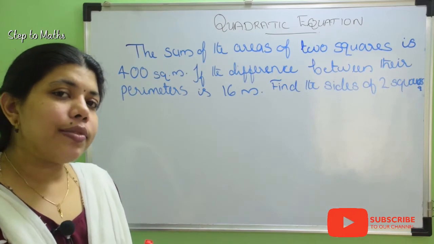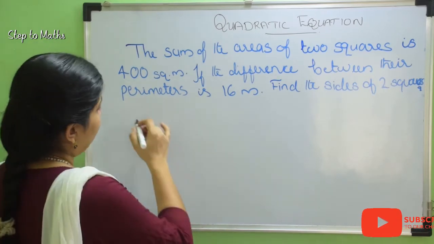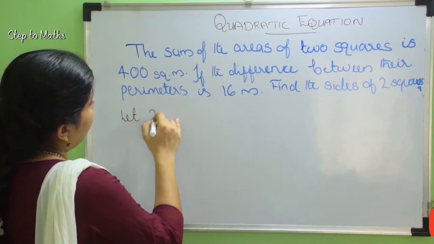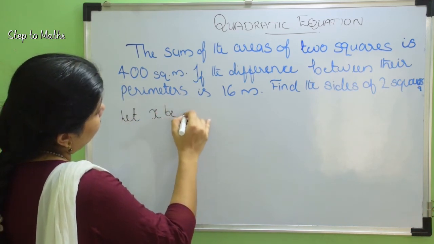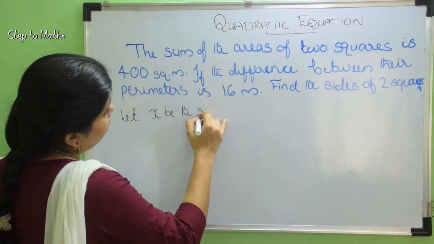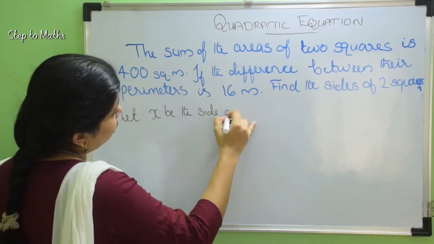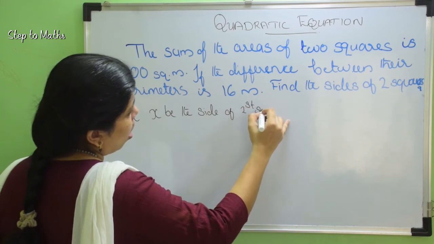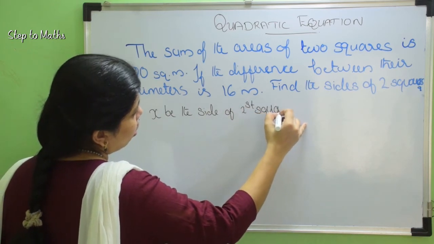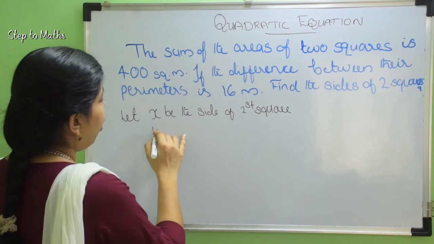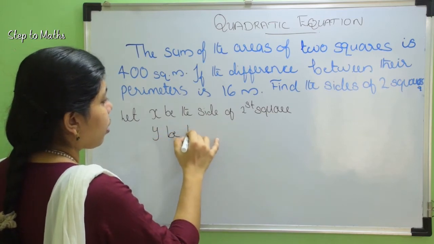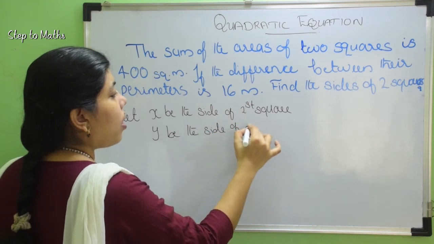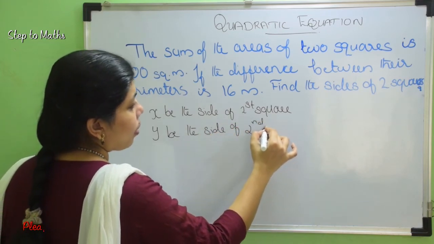How can we solve this problem? So let x be the side of the first square and y be the side of the second square.